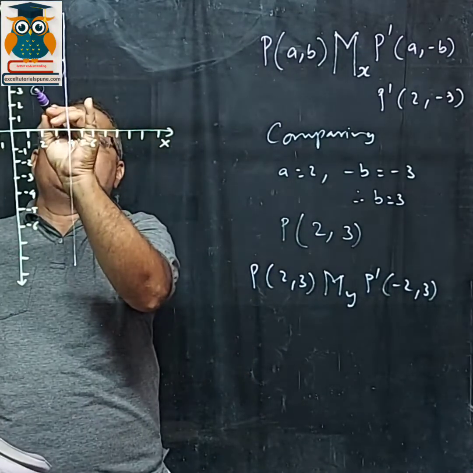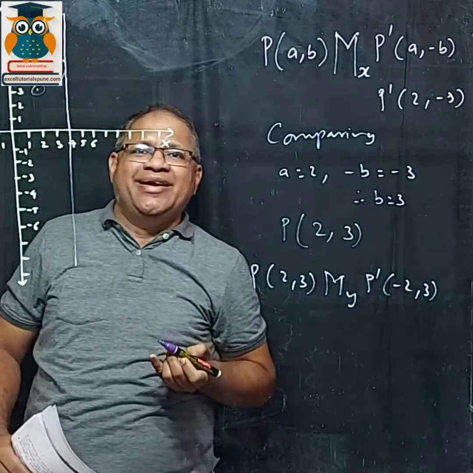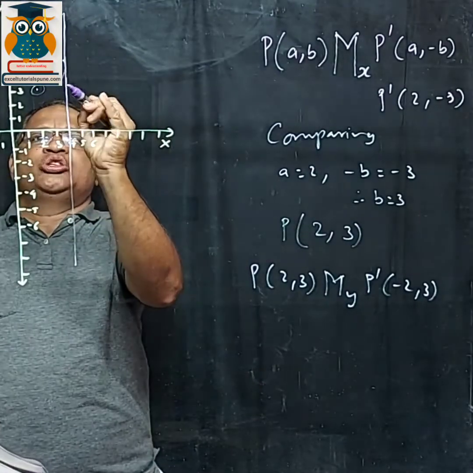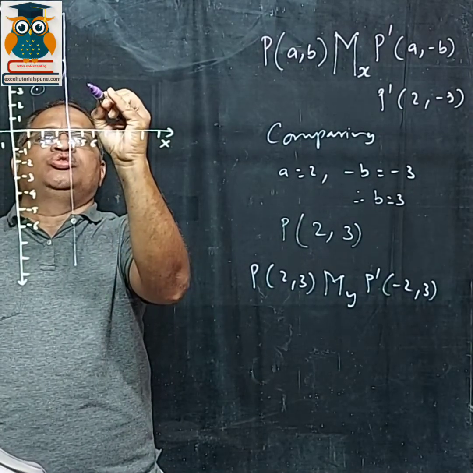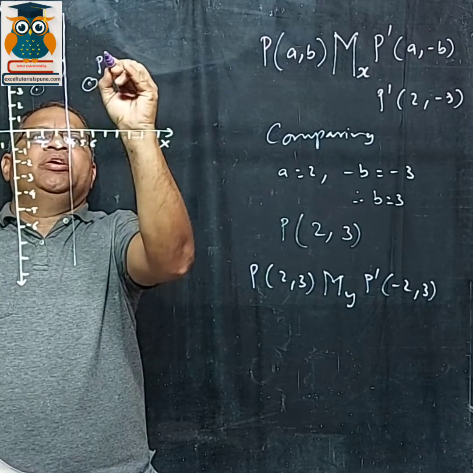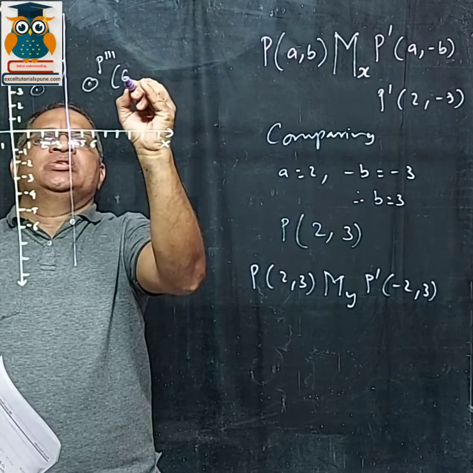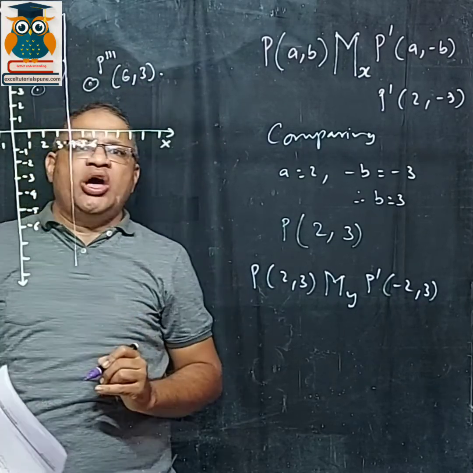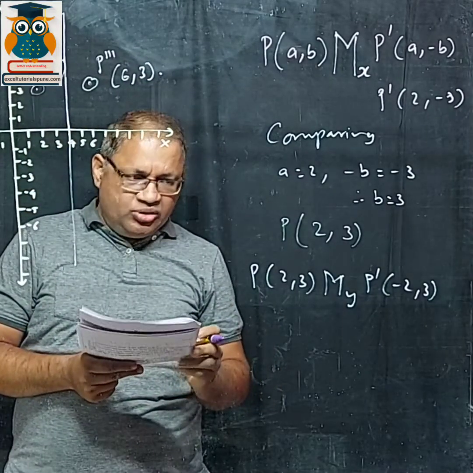So how much ever distance from here to here, that much distance on the right hand side. So from here 2 steps, 1, 2. So here also 2 steps. So it comes P triple dash will be 6, 3. So that's your answer. Okay.